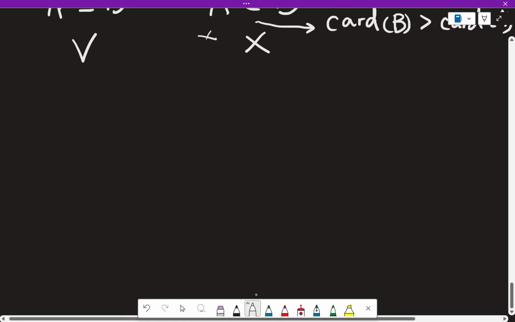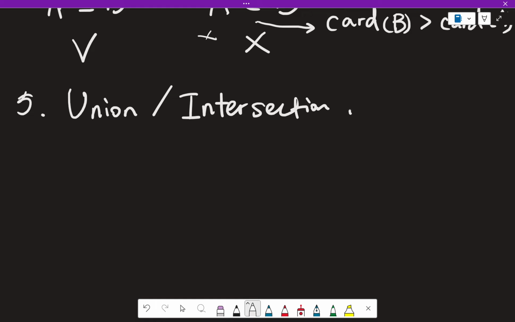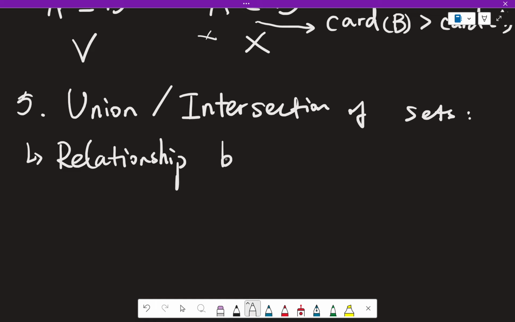So these are the concepts of subset. The last concept of today is the union and intersection of sets. These two concepts are both relationships between sets, so we can combine and manipulate the relationship between two or more sets.